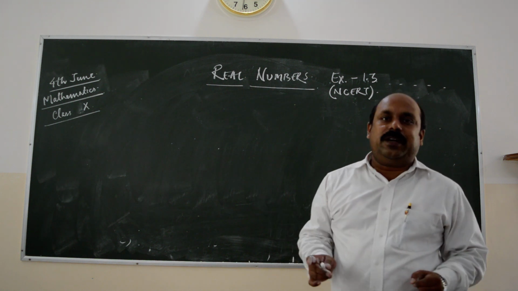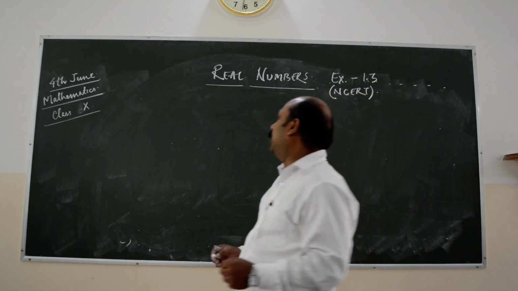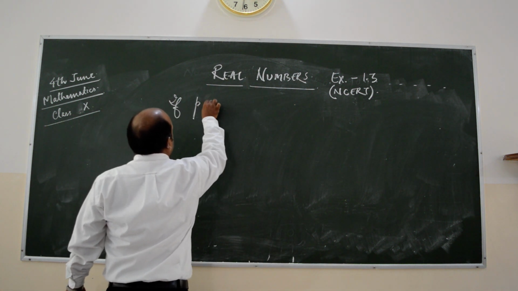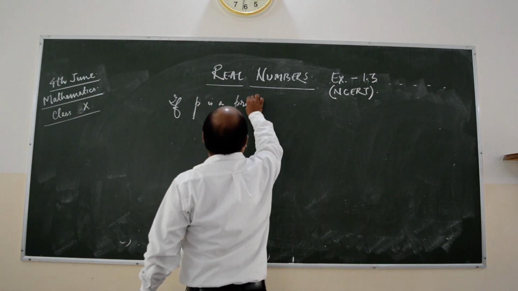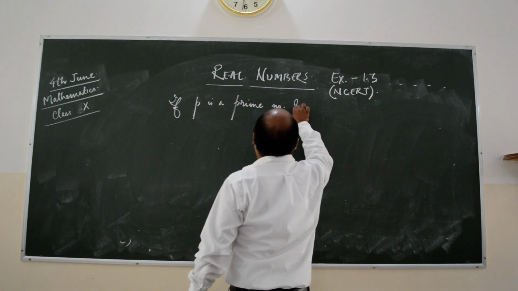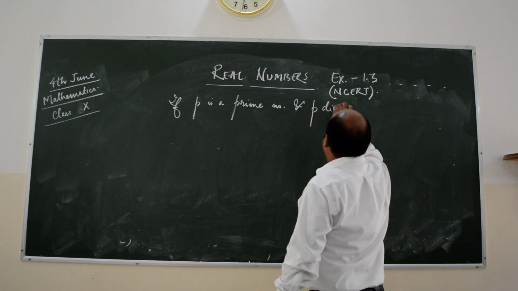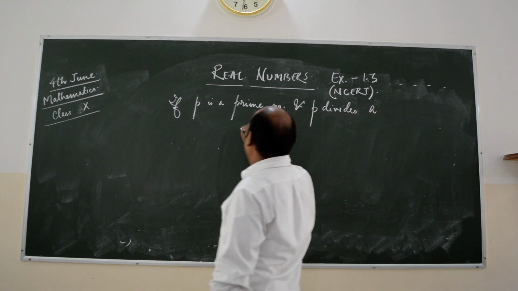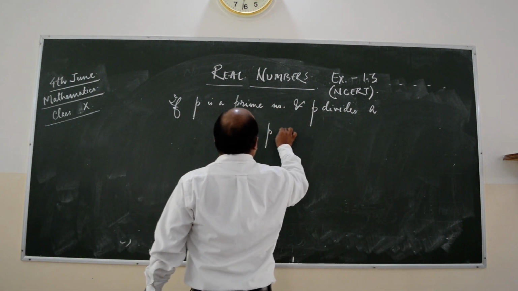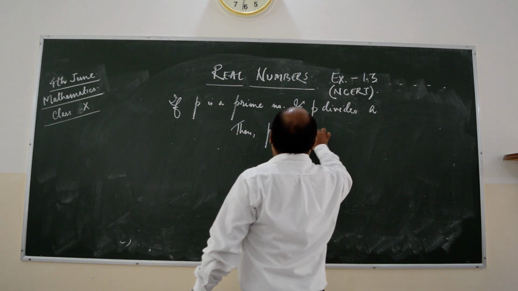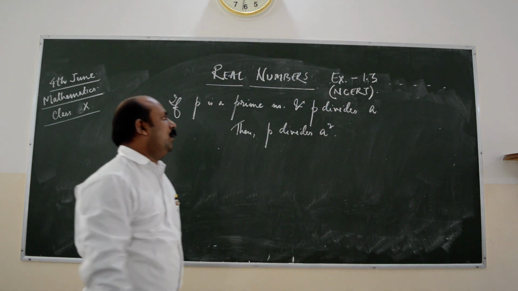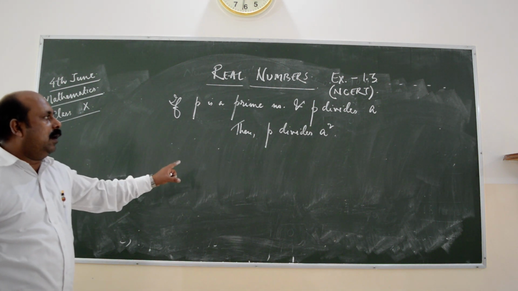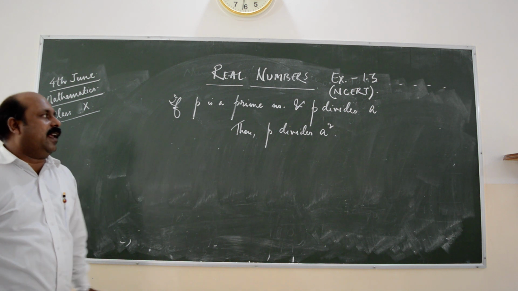For proving irrationality of numbers we need a theorem. It states that if P is a prime number and P divides A, then P divides A square also. So this is the theorem that we are going to use. If P is a prime number and P divides A, then P divides A square.